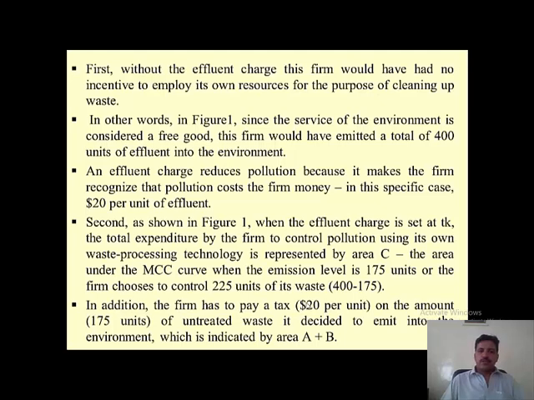An effluent charge reduces pollution because it makes the firm recognize that pollution costs the firm money, in this specific case, rupees 20 per unit of effluent. Secondly, as shown in figure 1, when the effluent charge is set at TK, the total expenditure by the firm to control its own processing technology is represented by area C. The area under MCC, when the firm level is more than 150 units, or the firm chooses to control 225 units.